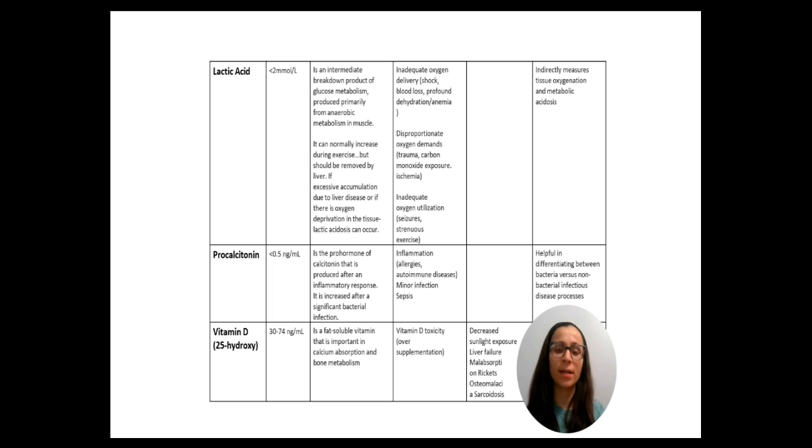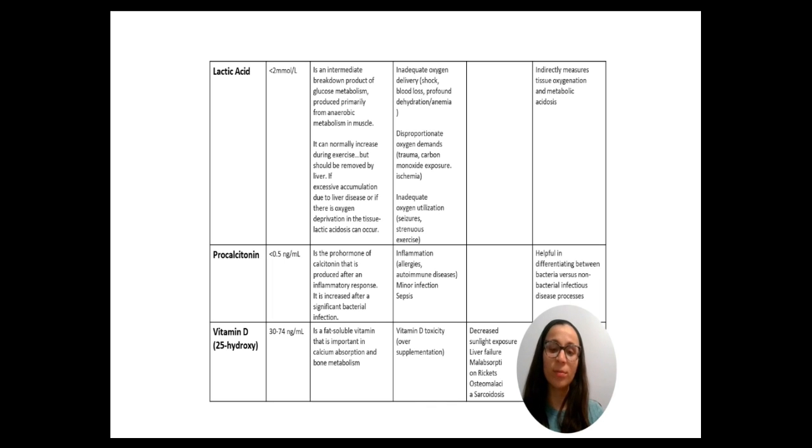Okay, so the last slide we're going to be talking about. First of all, lactic acid. With lactic acid, you want the level to be below 2. It's an intermediate breakdown product of glucose metabolism that's produced primarily from anaerobic metabolism in the muscle. When talking about anaerobic metabolism, you're saying without oxygen. So if it's elevated, you're going to worry about oxygen deprivation in the tissues. Normally it could increase a little bit with strenuous activity because there's a little bit less oxygen getting to the tissues, but it should be removed by the liver.